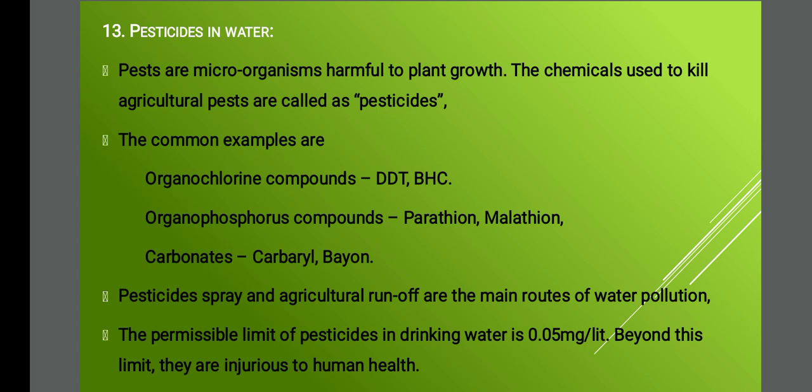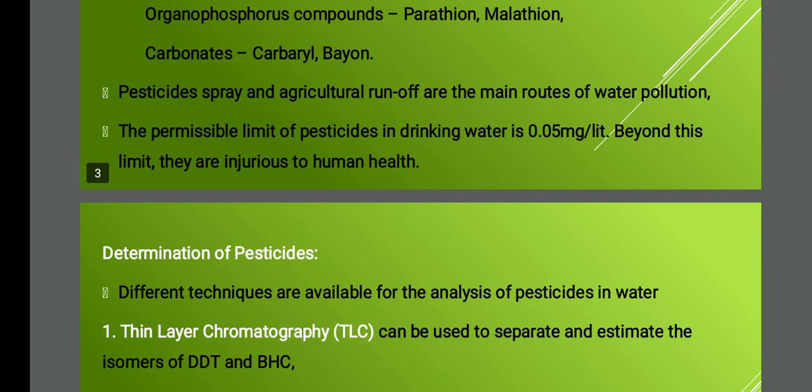I'll repeat the points once again. What do you mean by pest? Pests are microorganisms harmful to plants, and the chemicals used to kill them are called pesticides. Three different forms are there: organochlorine compounds, organophosphorus compounds, and carbamates. Coming to the permissible limit, 0.05 milligram per liter is allowed in water. Beyond this limit, it is very harmful for human health. Now we can see how to determine these pesticides.